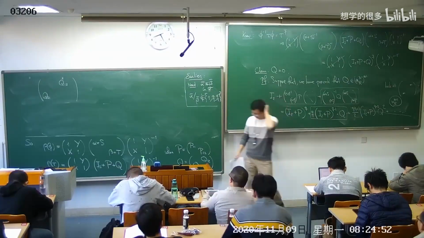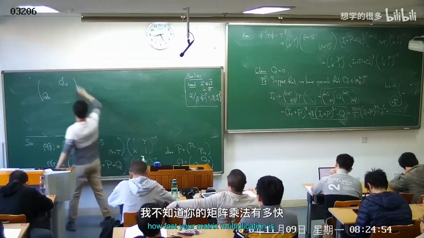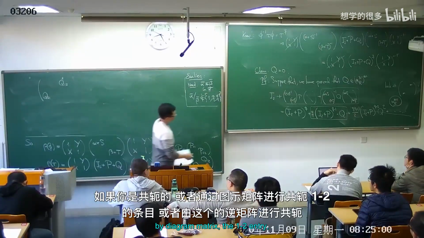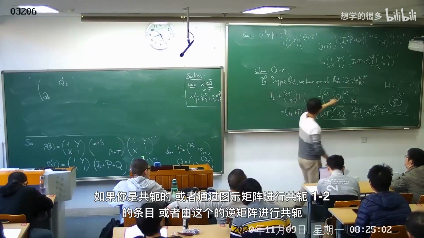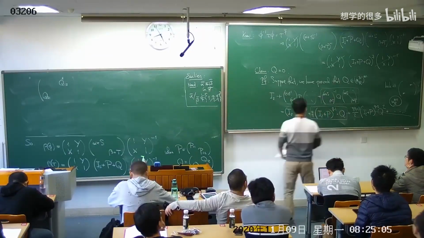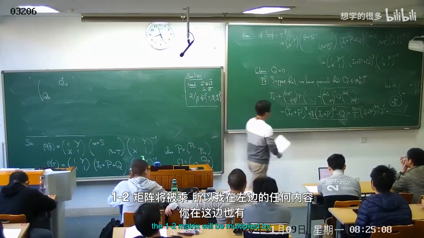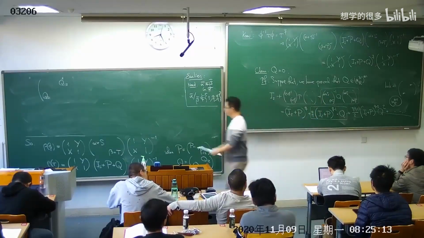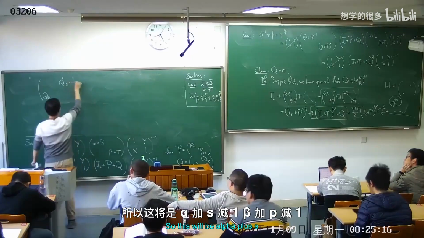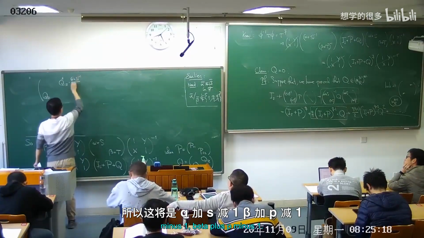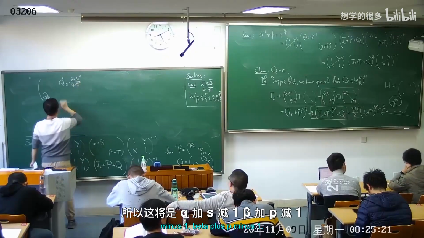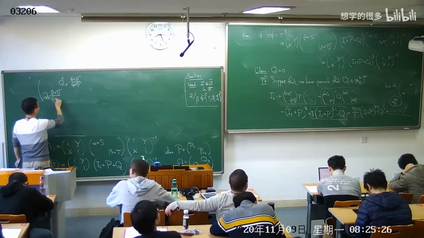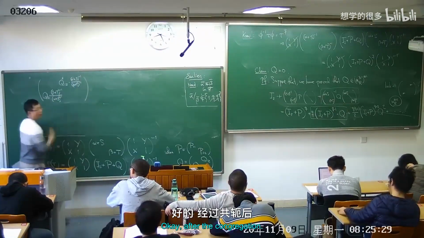If you conjugate it by a diagonal matrix, the 1-2 entry is conjugated by the inverse of this. The 1-2 entry will be multiplied by whatever I have on the left over here. So this will be alpha plus S minus 1, beta plus T minus 1. This is the other way around. Okay, after the conjugation.